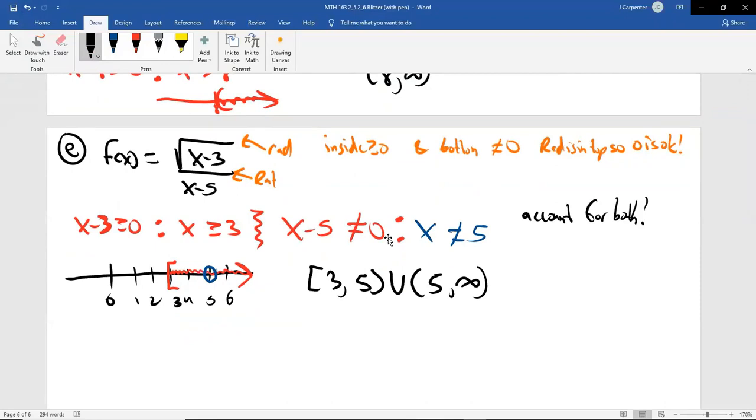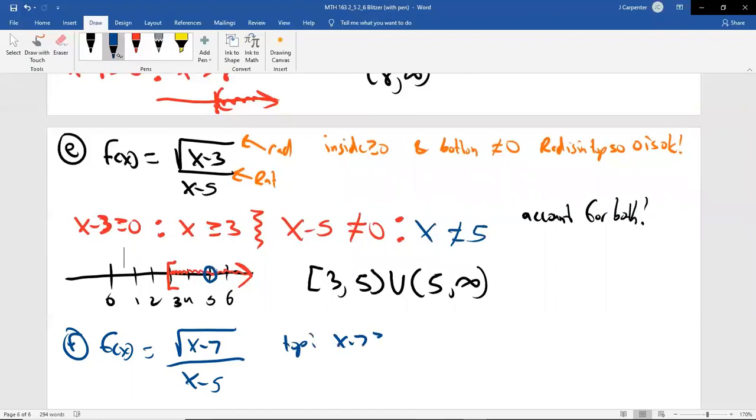Now, I know I said we were going to do one more problem, but if you had, say, the square root of in the top, let's have the x minus 5 in the bottom still, but let's have that be an x minus 7 in the top this time. So I'm going to do this a lot quicker. From the top, that says x minus 7 has to be bigger than or equal to 0. Add 7 to both sides, so you get that x has to be bigger than or equal to 7. For the bottom, that says x minus 5 can't be 0, so x can't be 5 again.